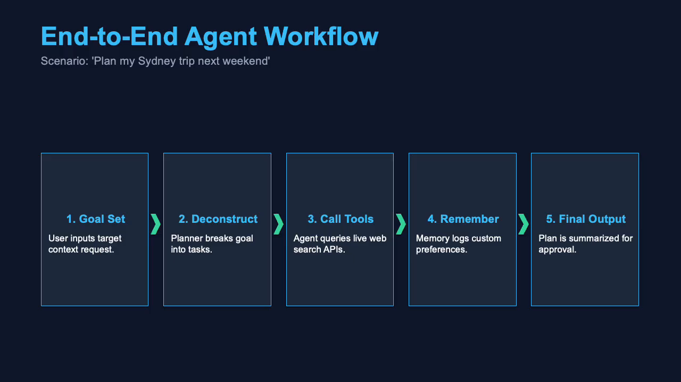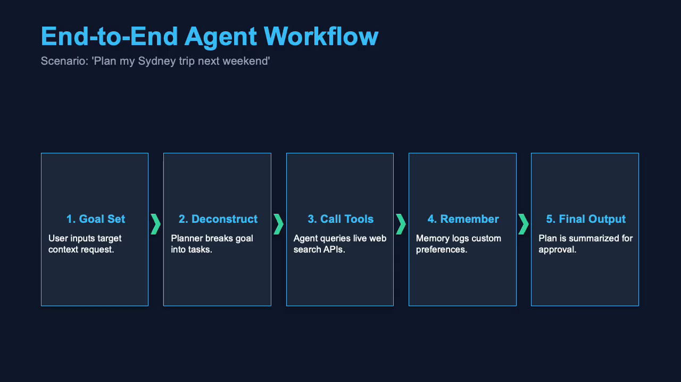Now that we know the parts of an AI agent, let's walk through one full example to see how they work together. Imagine the user types, "Plan my trip to Singapore next weekend." Step one is goal set. The user gives the agent this goal: plan my trip to Singapore next weekend.